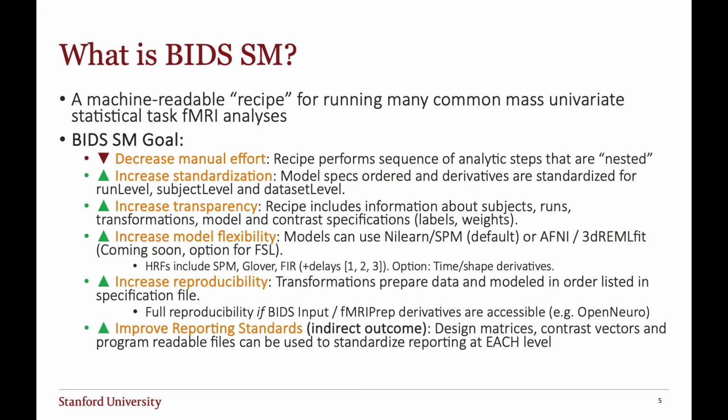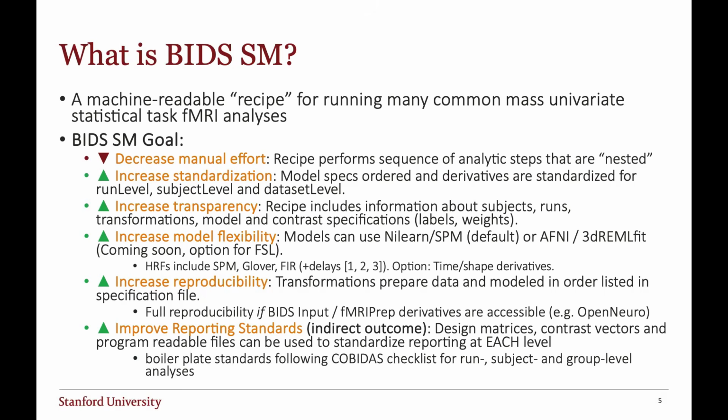And an indirect goal, and kind of my interest, is also to improve reporting standards. So you have design matrices, you have contrast vectors, you have program-readable files, so you can standardize reporting at each level: for the run, subject, and the group. And so like for fMRIPrep and MRIQC, you can use Cobidas checklists to create boilerplates for what is being run. And I'll give an example later.